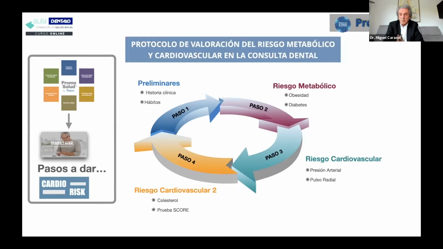We would have a first preliminary step. Of course, we have to take a clinical history and we have to determine the habits of the patient. Secondly, we could assess the metabolic risk of these patients. In other words, how do obesity or diabetes affect the organism? Third, we could assess the cardiovascular risk in a very easy way. As you can see, it says arterial pressure and radial pulse.